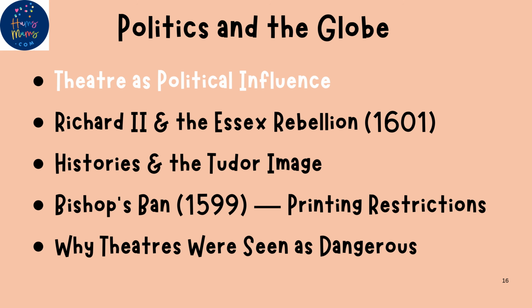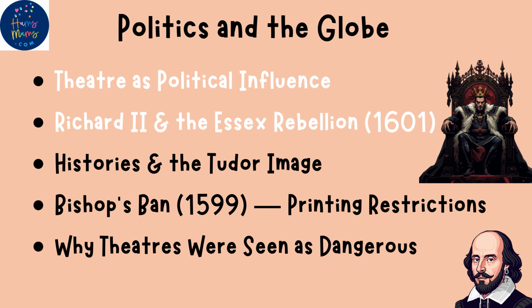The most famous political controversy involving the Globe was Richard II and the Essex Rebellion in 1601. So in 1601, supporters of the Earl of Essex, who planned a rebellion, paid the Lord Chamberlain's Men to perform Shakespeare's Richard II on the eve of their uprising. Now, why would they do that? Because the play includes a weak king, a usurpation, a monarch losing power. It mirrored Essex's political ambitions.